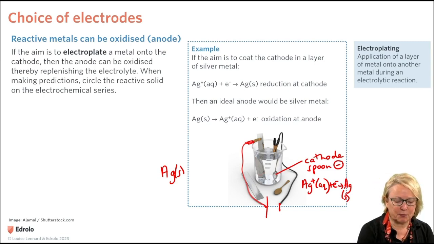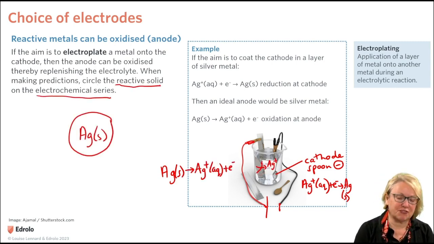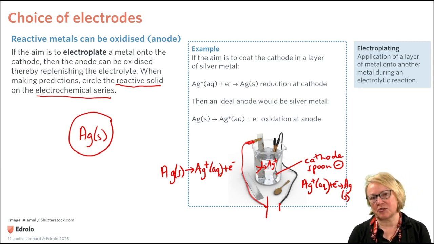When making predictions, so if we've got the electrochemical series, we would want to circle silver metal as well as silver ions.